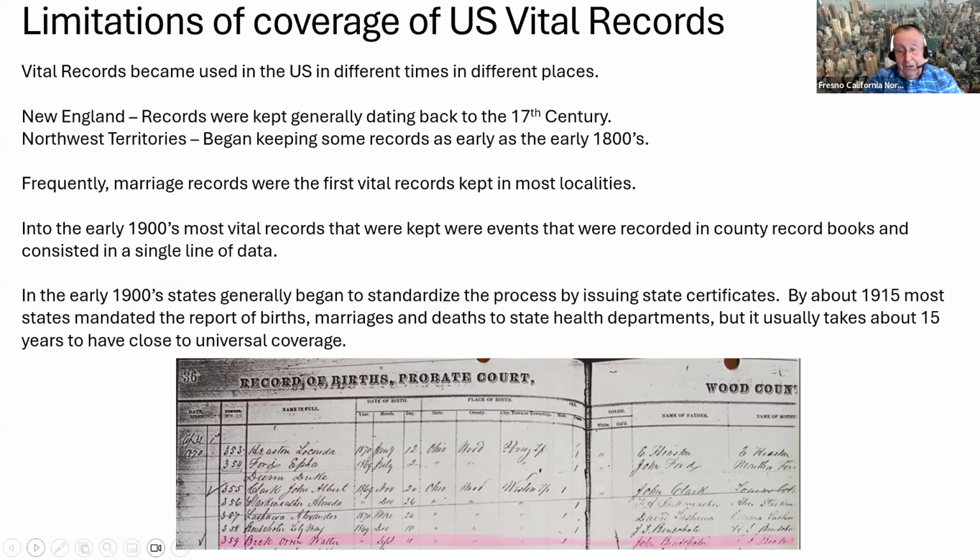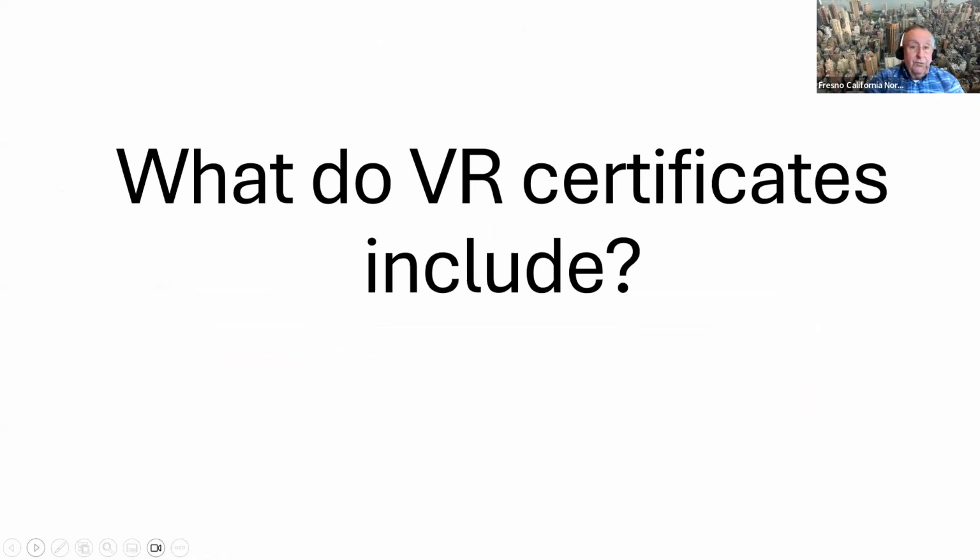The problem was that by, say, 1915, most states had mandated birth records and things like that, but usually it took about 15 years after they were first mandated before you had pretty much universal coverage. A lot of people just never made the effort to get those licenses created for a birth or a marriage or a death. And so you're going to find records missing for people, especially at the beginning of the record keeping era. Okay, so what do these records actually include?